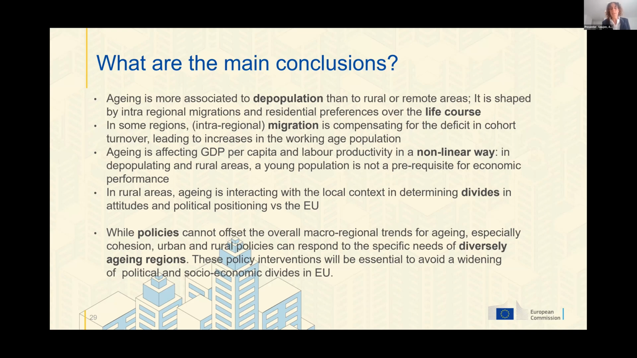So in terms of policies, of course, policies, and especially policies at the European level, cannot offset the macro regional trends of aging. But for sure, the cohesion, urban and rural policies can respond to the specific needs of diversely aging regions, whether they are in urban or in rural territories. And these policy interventions will be essential to avoid a widening of political and socioeconomic divides in the EU.